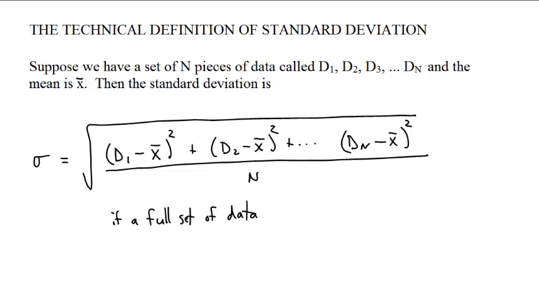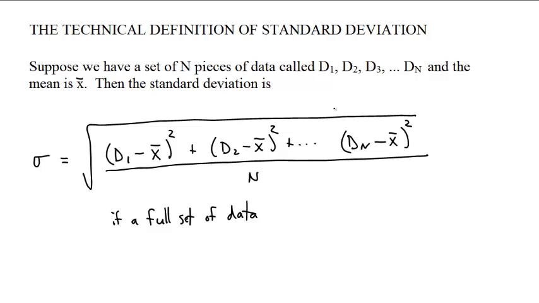Crazy formula, but look at it briefly. d1 minus x bar is how far d1 is from x bar. How far is the first piece of data away from the mean? How much does it deviate? Then we square that. Then, how far is the second piece of data away? Because remember, you do everything in parentheses first. How far is this second piece of data away from the mean? How much does it deviate? Square all the deviations, then you add them all up, and you divide by n, and then take the square root of the whole thing.